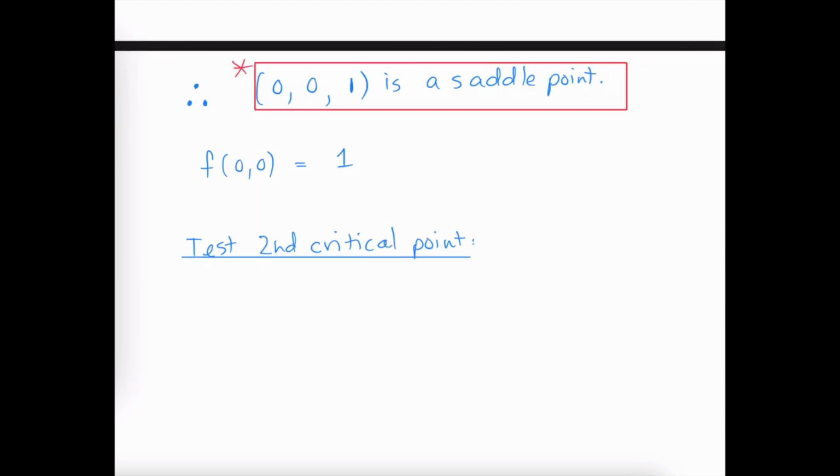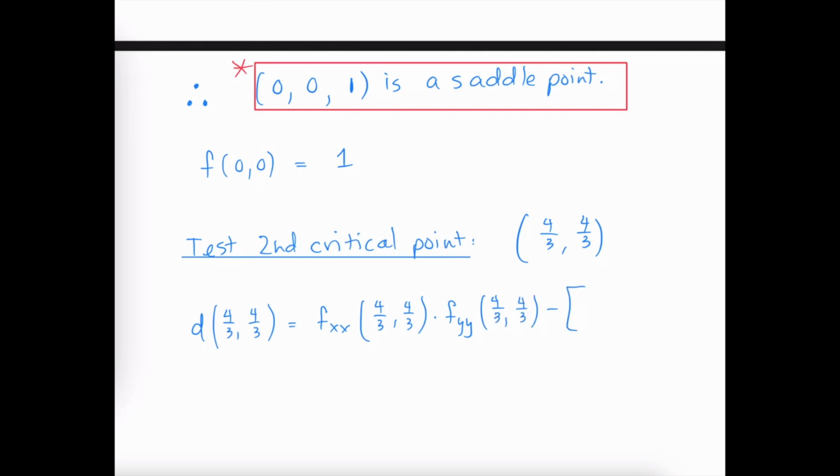So now let's test the second critical point, which was (4/3, 4/3). And again, we're going to plug this into that D formula. So that means we'll look at the second partial derivative with respect to x twice evaluated at (4/3, 4/3) times the second partial derivative with respect to y twice evaluated at (4/3, 4/3) minus the second partial derivative first with respect to x and second with respect to y evaluated at (4/3, 4/3), and that quantity would then be squared.